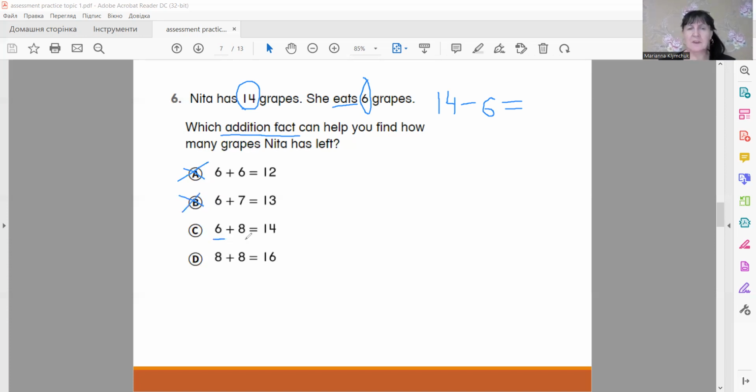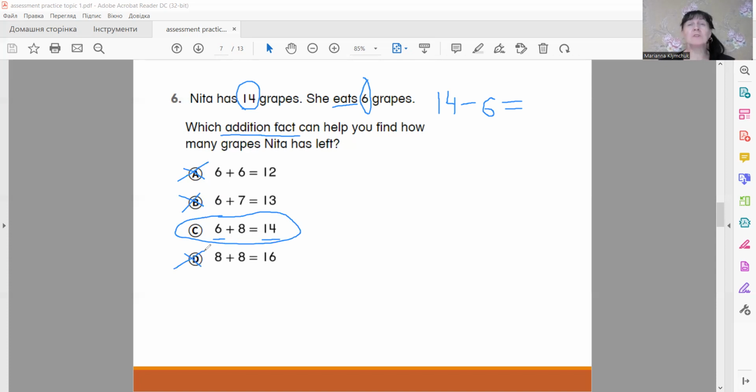We have 6, we have 14. Yes, they are from our house. Okay, and the last one, we have 8, 16. Do we have 14? Do we have 6? No. That's how we are solving.